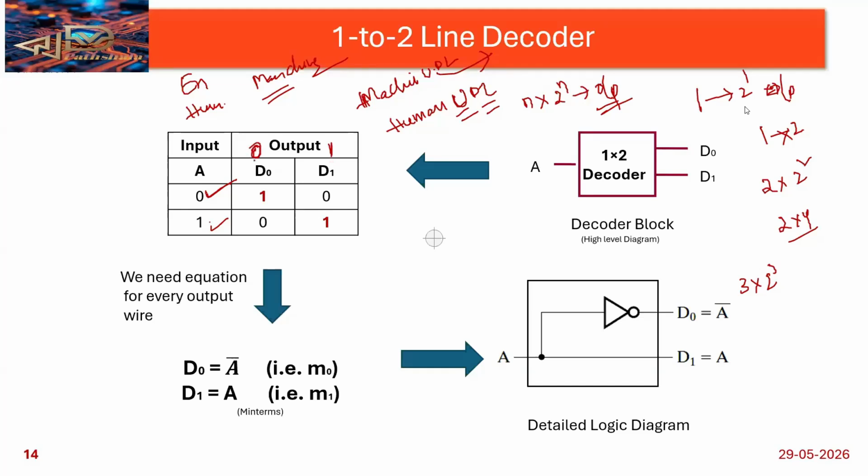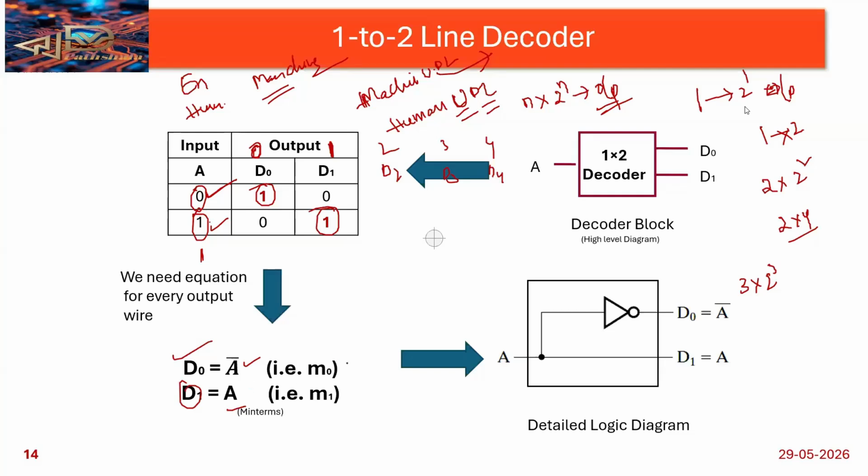D naught means that value is 0. D1 means 1. D2 means 2. D3 means 3. D4 means 4. Okay, basic numbers only. That means at the 0th position, the binary value is also 0. That's the reason D naught is present. And when we give binary value 1, that is the reason D1 will be the output I'm getting. Therefore, D naught is equal to A bar, D1 is equal to A.